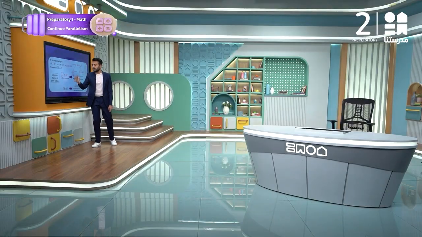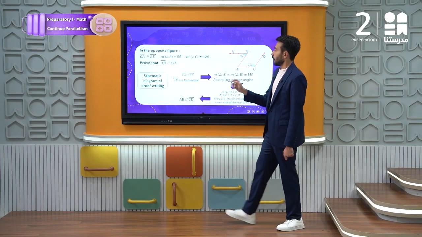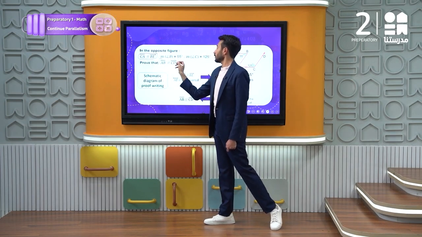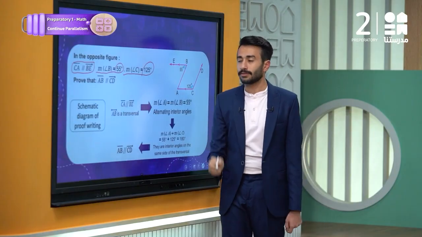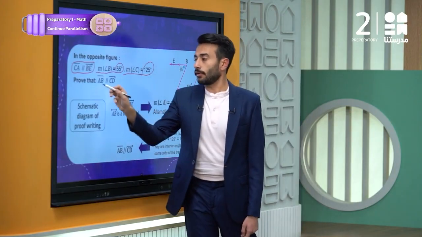So let's summarize this. First of all, we read the question carefully. We determine the givens we have. Starting from here, this is the first given, this is the second given, this is the third given. Take care, in math, every word is a given. Now, this is the required.